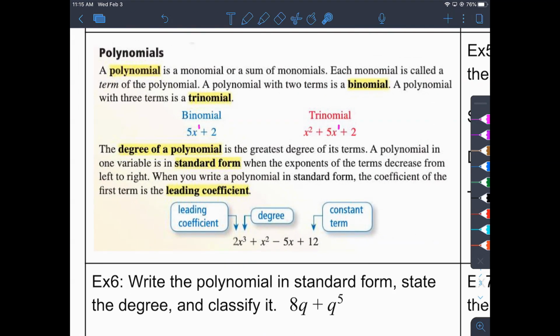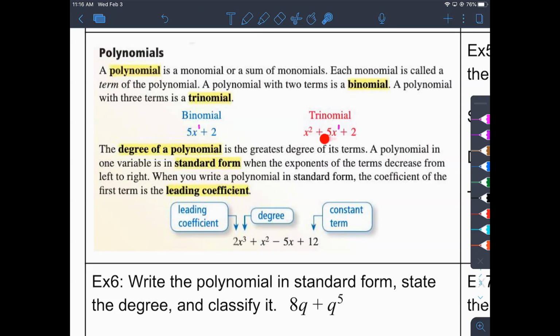Now, the last thing is when we have these polynomials, we want to be able to put them into an order. And we call this standard form. And it's basically where the highest exponent is listed first, followed by a decreasing pattern. And it says that. It says a polynomial in one variable, so we're only using x's, or we're only using y's, is in standard form when the exponents of the terms decrease from left to right. So just as we read this sentence from left to right, the powers will go in a decreasing order.